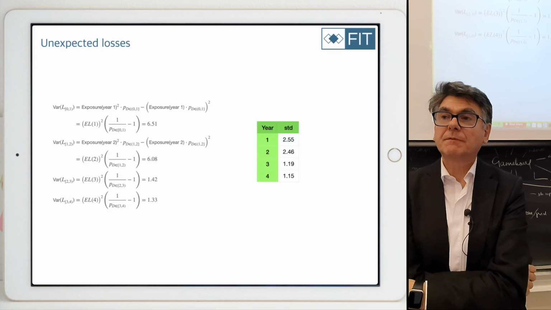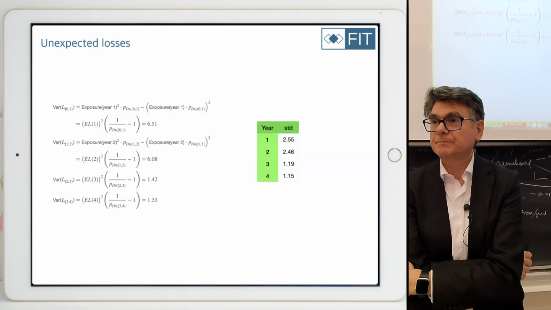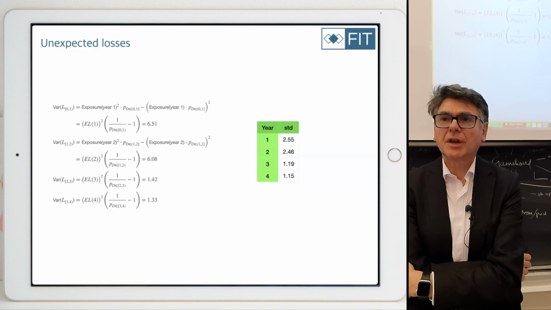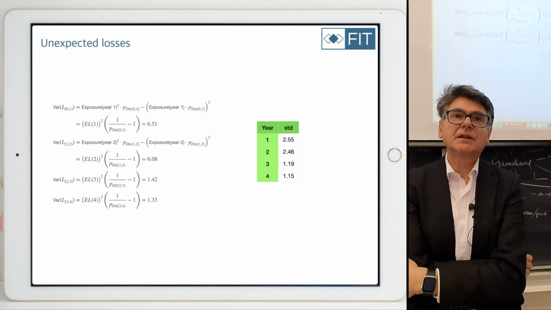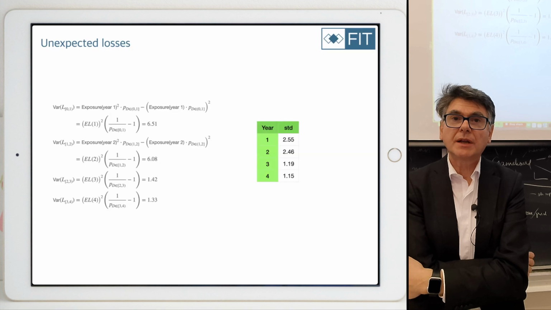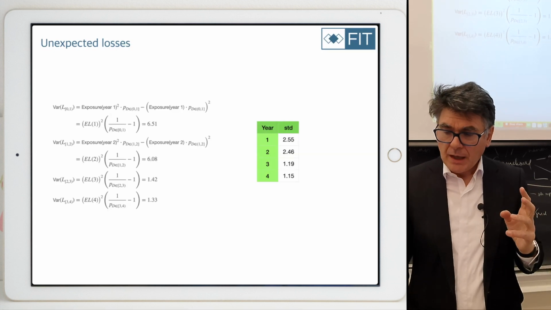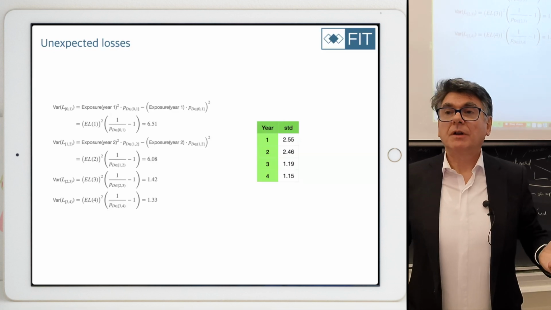And then $1.15 for year number 4. These are the standard deviations. And this is where things get interesting, because once I have the standard deviation, then I can start to have more information about the risk involved in this particular trade.